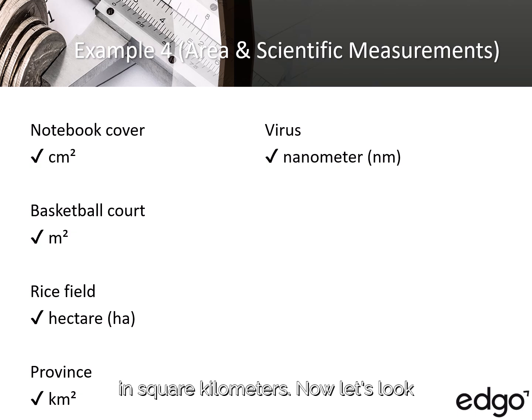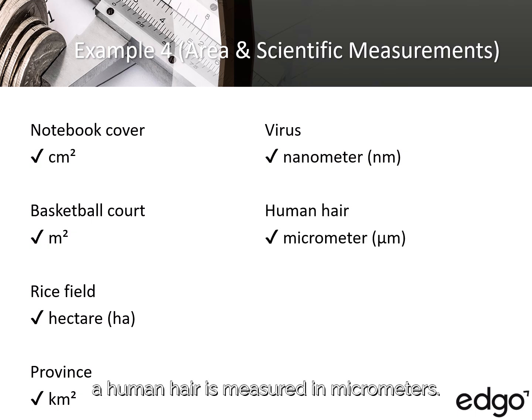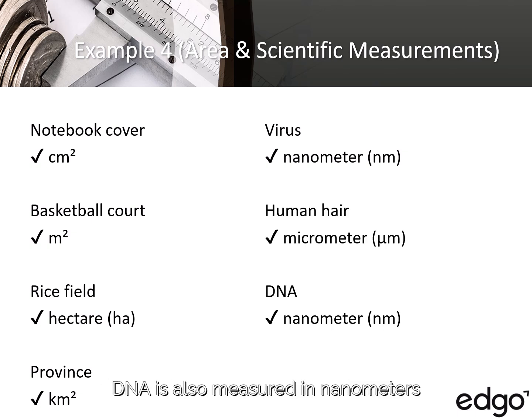Now let's look at scientific measurements. A virus is measured in nanometers. The width of a human hair is measured in micrometers. DNA is also measured in nanometers because it is extremely small. These examples show that very tiny objects require specialized metric units.